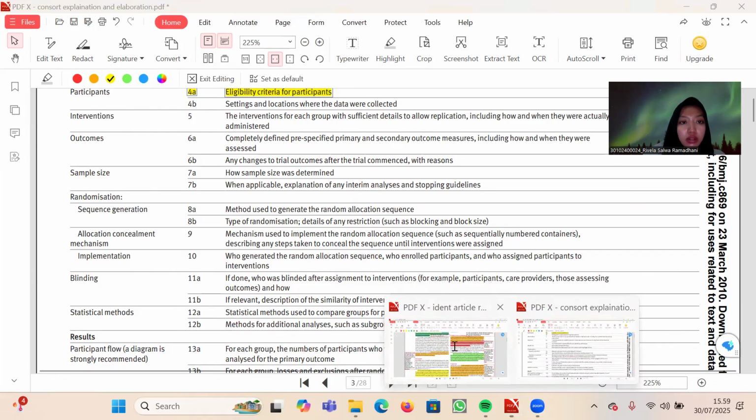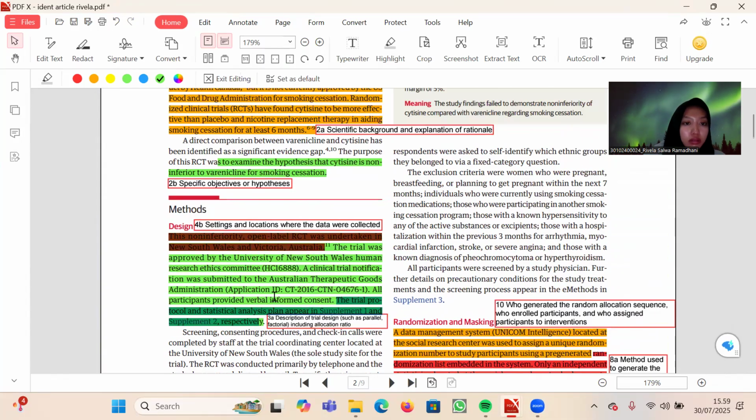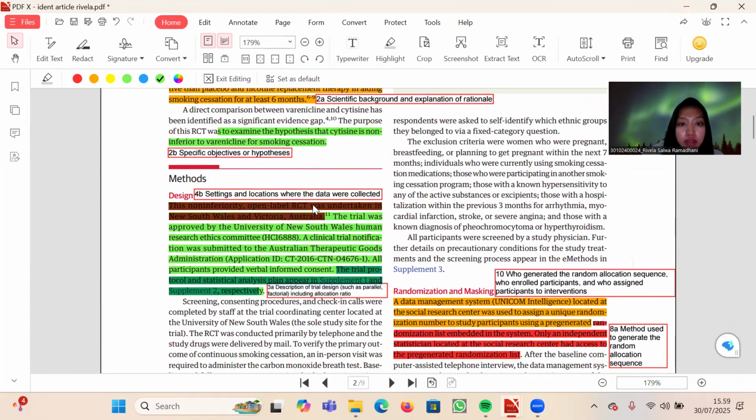Next, 4B, setting and location. The trial was conducted in New South Wales and Victoria, Australia. This is mentioned early in the paper. This is a non-inferiority open-label trial conducted in New South Wales and Victoria, Australia. The trial was approved by the University of New South Wales Human Research Ethics Committee.